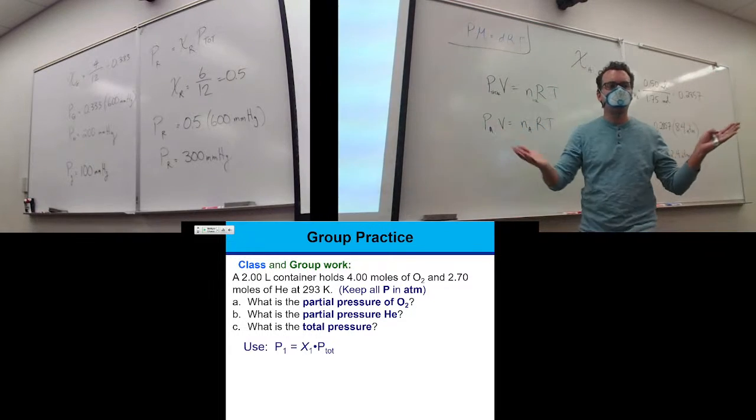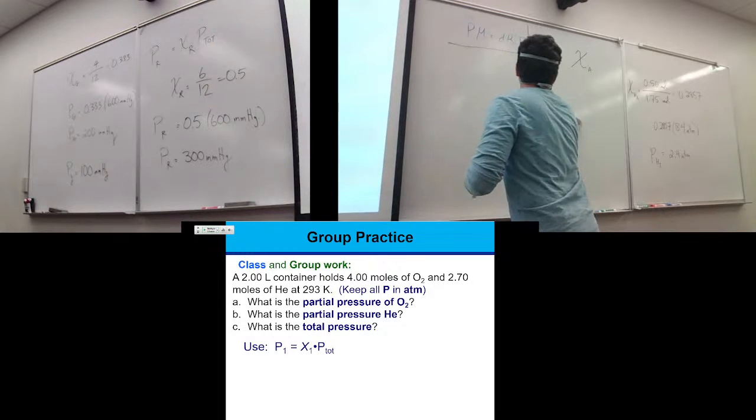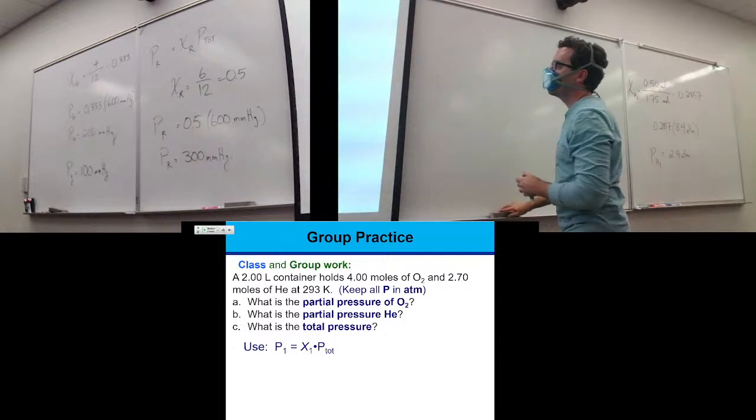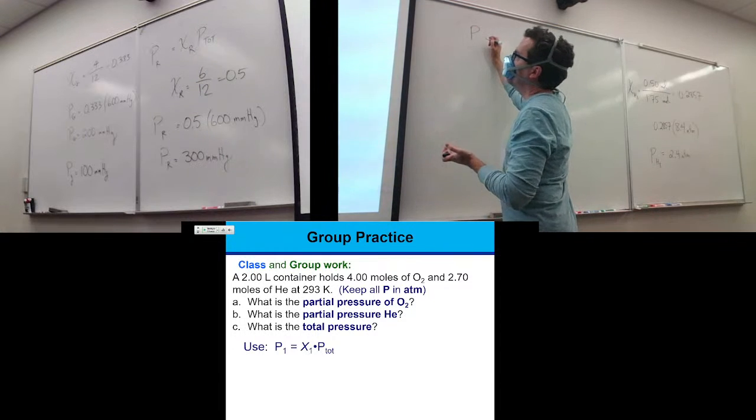So there's so many, well, not so many. There's a few different ways. So let's do it, since we did mole fraction, let's do it the way they're asking us. Let's find the partial pressure. Let's use PV equals nRT.